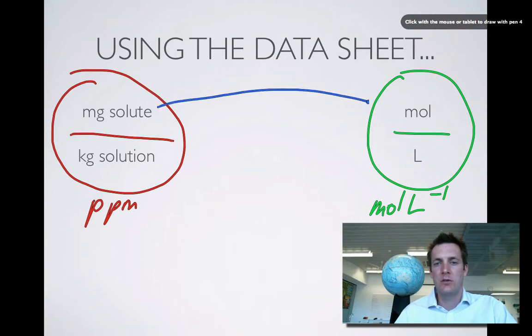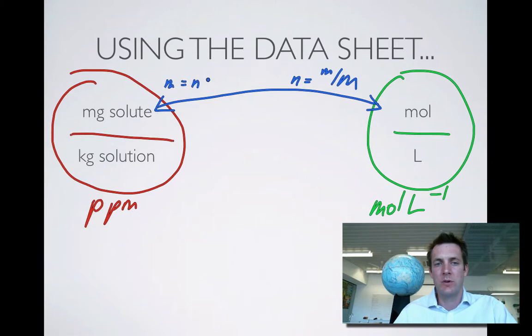So do I know how to turn a mass here into a number of moles? Well, yes, I do. I know that the number of moles is equal to the mass over the molar mass of a substance, and I know that the mass of a substance is equal to the number of moles times its molar mass. Do I know how to turn the volume of a solution into a mass of solution? Well, I might not have had a lot of practice at it, but I can do it if I know something about the density of the solution.